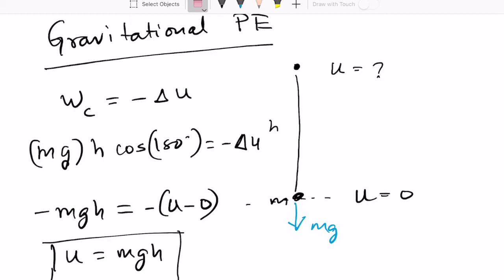Notice that for this formula mgh, you're allowed to set h equals 0 wherever you want. So if you wanted, you could have set h equals 0 at the top as well. And so the potential energy at the top would have been 0, but the potential energy on the ground in that case would have been negative mgh. Since the difference of potential energy between 2 points is the only thing that matters, it doesn't matter where you choose h equals 0 for this particular formula. Okay.